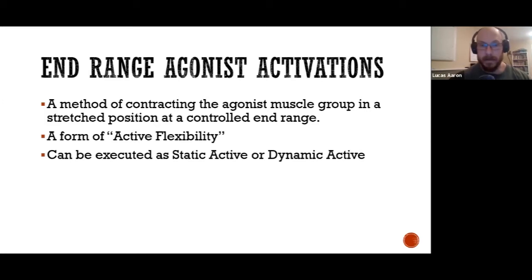End range agonist activations can be executed both as a static active flexibility drill and as a dynamic active flexibility drill. The difference there is that in static active execution, there is no repetitive movement. So in the seated pike lift, for example, the legs lift and they are held. If we were to do a dynamic active flexibility protocol for that exercise, we would then look to do repetitions and/or pulses, which is the other way we think about a more dynamic movement.